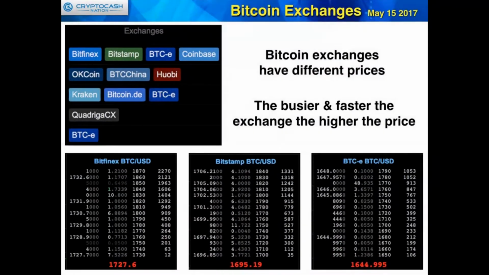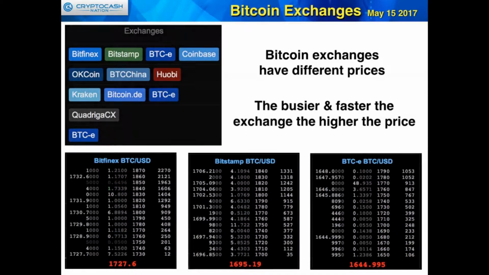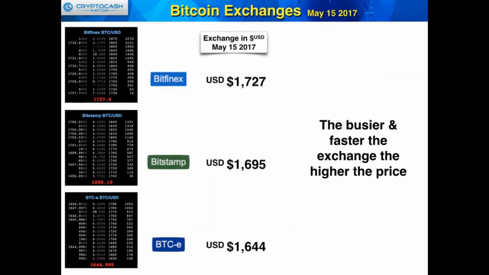Now, Bitcoin exchanges have different prices, and they all got funny names: Bitflix and Bitstamp and Coinbase and Kraken and Quadriga and so on and so forth. But then again, when you think about it, banks have funny names too. Bank of America, TD Bank, HSBC, and so on and so forth. It's just a matter of terminology is all it is. And they have different prices depending on how fast the Bitcoin is exchanged. And those exchanges can be different prices. And you don't have to understand or even learn this stuff.